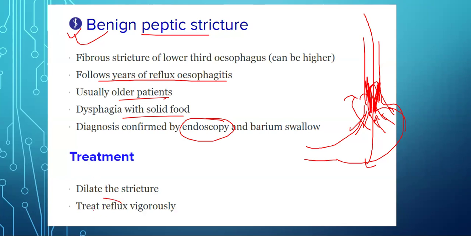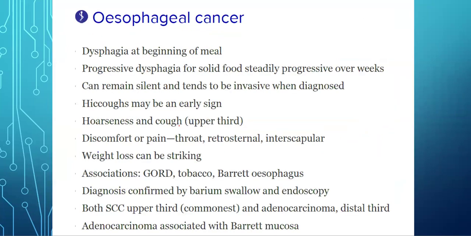So what will be the treatment? You need to treat the reflux. If the patient has reflux, that has to be treated. But most of the time you can dilate the stricture. There is pneumatic dilation, and lots of ways to dilate the stricture are there. You need to dilate the stricture so that food can go easily. Okay. So that's the treatment of choice for benign peptic stricture.